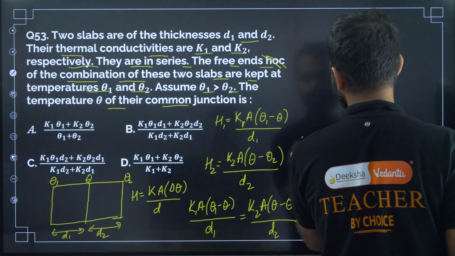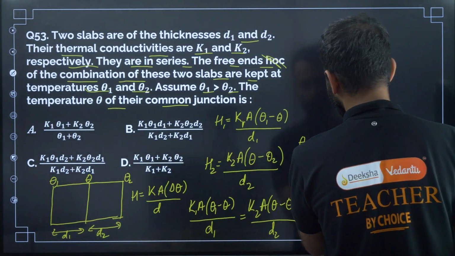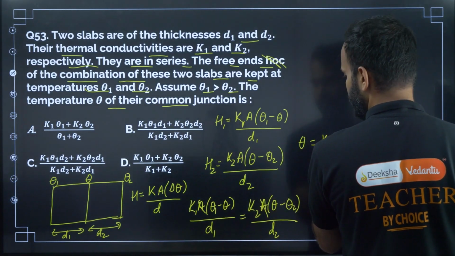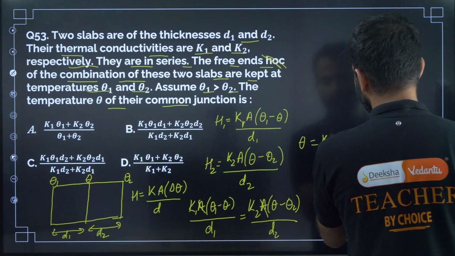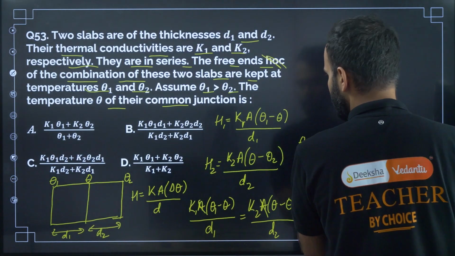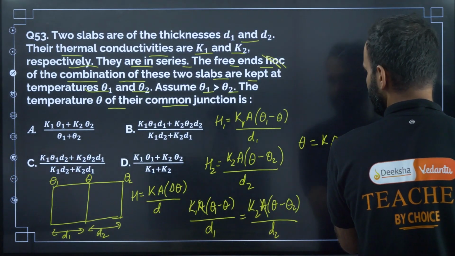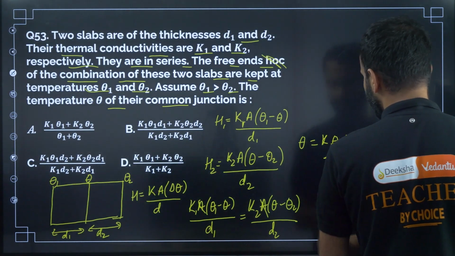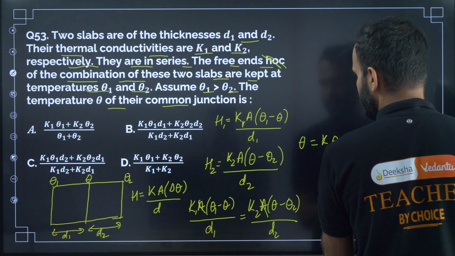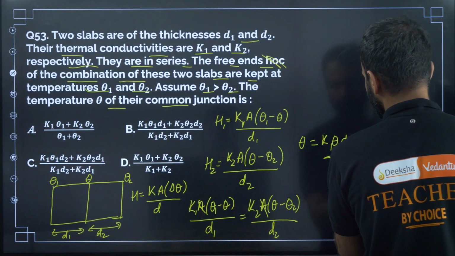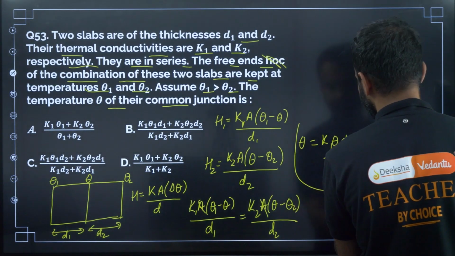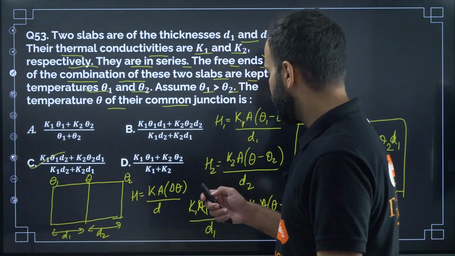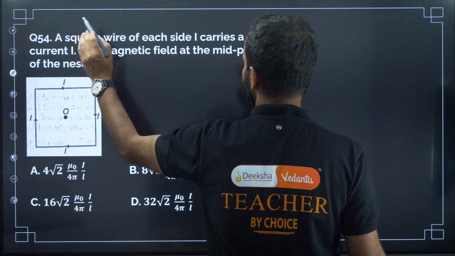You will get theta is equal to, here A will get cancelled, K1 theta 1 D2 plus K2 theta 2 D1, divided by K1 D2 plus K2 D1. So the correct option is C. Okay, yeah. Next question, question number 54.